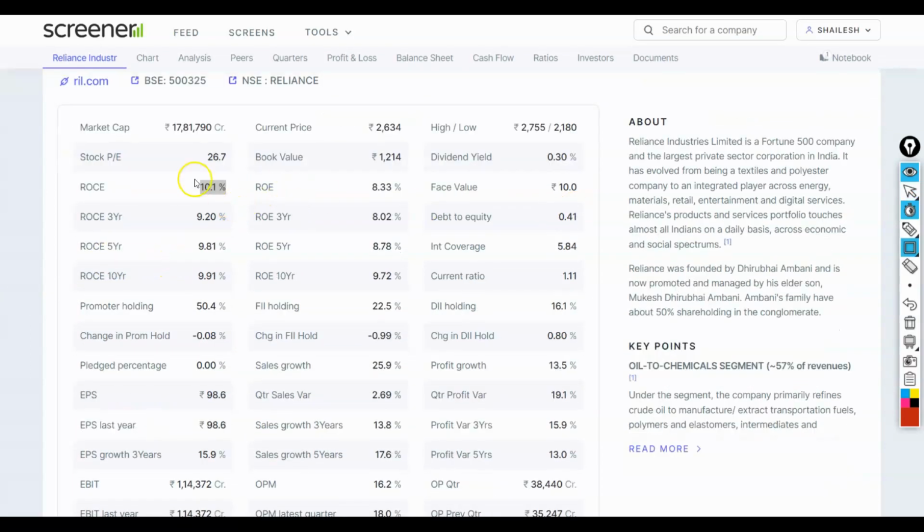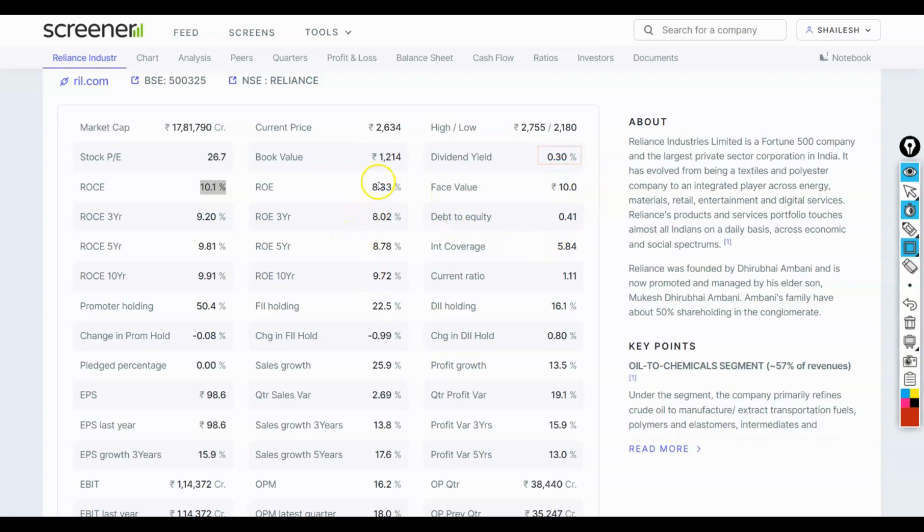Now if you look at the ROCE, then the ROCE for this year is 10.1. Average ROCE for 3 years is 9.2. Average ROCE for 5 years is 9.81. And average ROCE for 10 years is 9.91. Average ROE for 10 years is 9.72. Average ROE for 5 years is 8.78. Average ROE for 3 years is 8.02. And ROE for this year is 8.33. The face value is 10 for the stock and the dividend yield is 0.3.